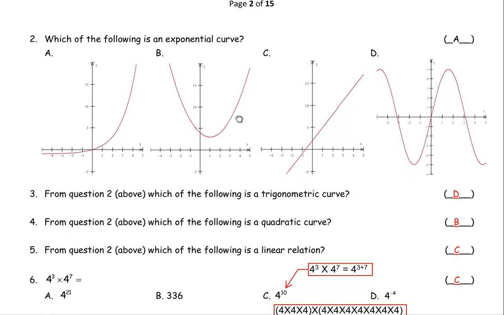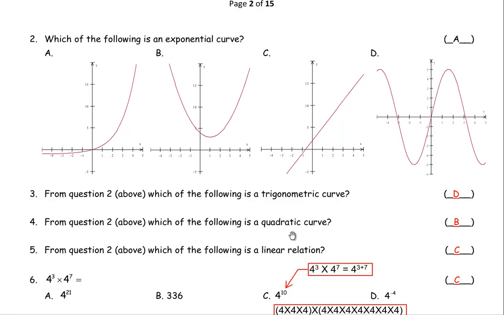For the second page, number 2 here, and 3, 4, and 5 also relate to the same four graphs here. Which of the following is an exponential curve? Well, this is the shape of an exponential curve, so for 2, the answer is A. For number 3, which is a trigonometric curve? This is the shape of a trigonometric curve, a sine curve or a cosine curve. So D is the correct answer for number 3.